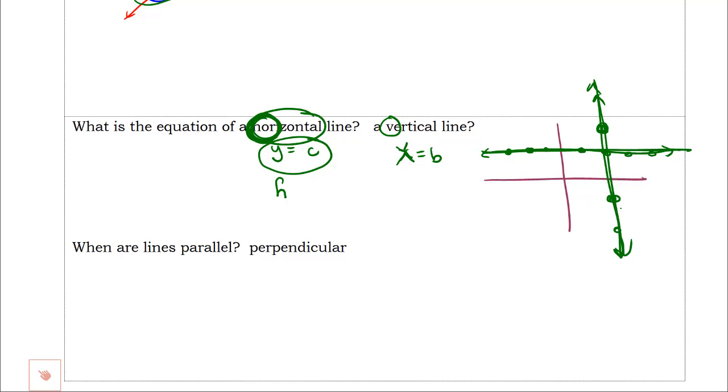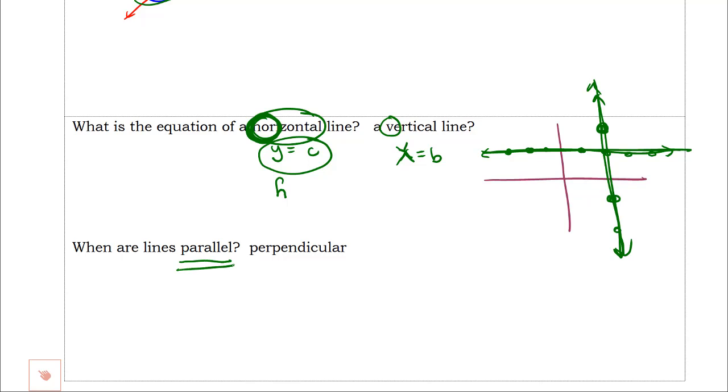Undefined. And some books, which I really don't like, but you have to be aware of this, they call that no slope. Undefined, no slope, doesn't exist. Okay? I would think, well, no slope is like 0 slope, and that's so confusing. All right?